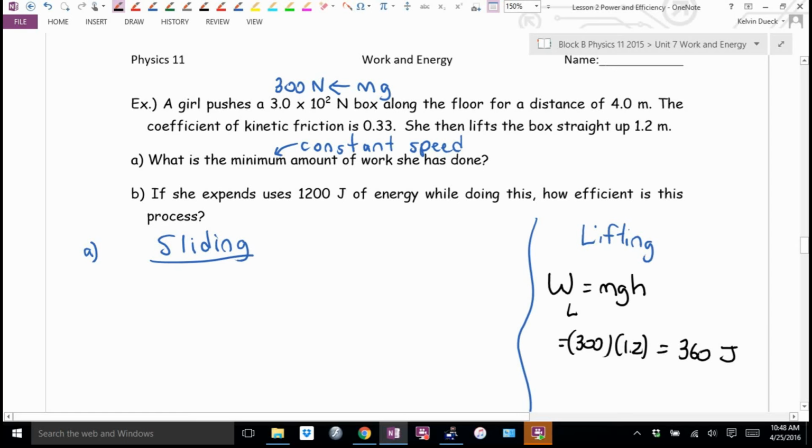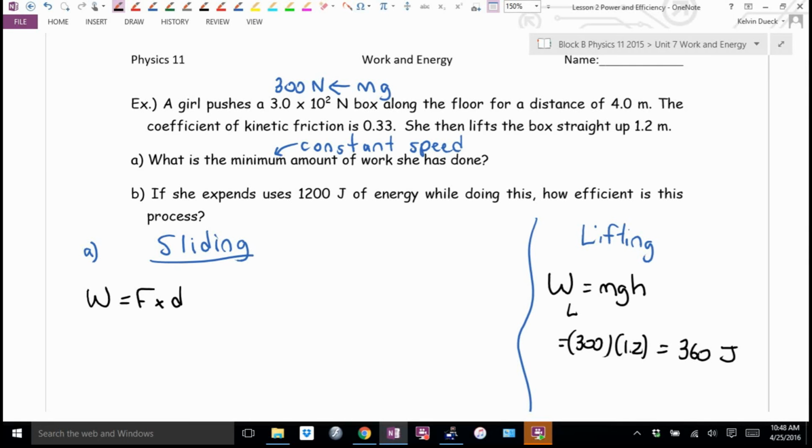What about the sliding? Well, for sliding, work is going to be the force times the distance that she slid it. Now, Brett, the distance that she slid it is pretty easy. How far did she slide it? 4. Okay, with me so far? Yeah. How hard was she pushing it? The question doesn't say. Any thoughts on how we could figure it out?